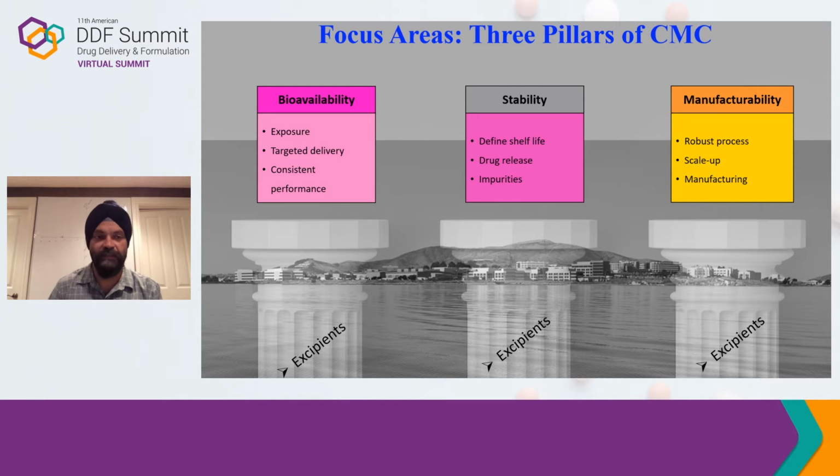The three key pillars of CMC are bioavailability, stability, and manufacturability, as all of us almost intuitively know and work towards. We look at the risks, we minimize the risks, we focus on specific risks such as stability, is there an impurity, or in terms of bioavailability, do we need to modulate exposure, or can we manufacture a dosage form at a scale? And all of these are really influenced by excipients and by the modulation that we do in the drug product.